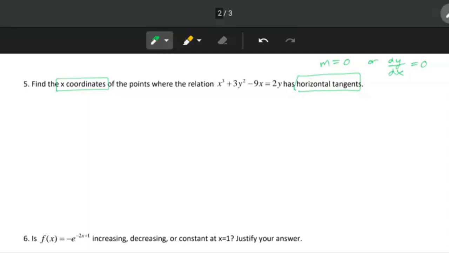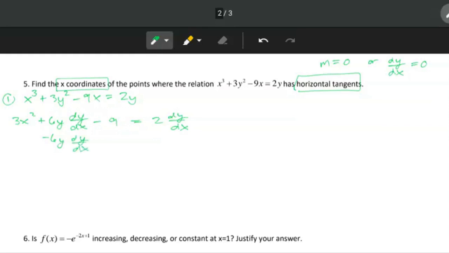So step 1, if we find the derivative, I'm just going to copy the relation. It's x to the third plus 3y squared minus 9x equals 2y. All right, so if we take the derivative, we get 3x squared plus 6y dy dx minus 9 equals 2 dy dx. All right, and we want to get the dy dx's on one side of the equation by themselves. So I would subtract the 6y dy dx to the other side.